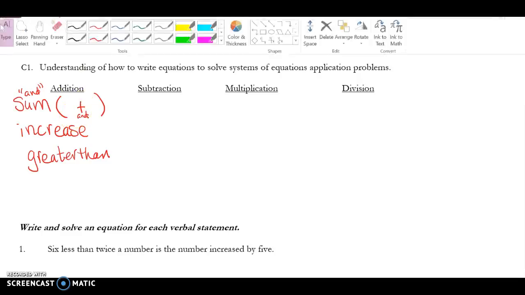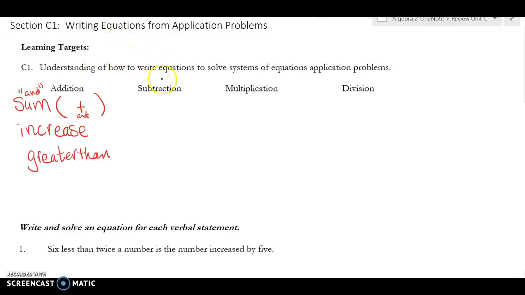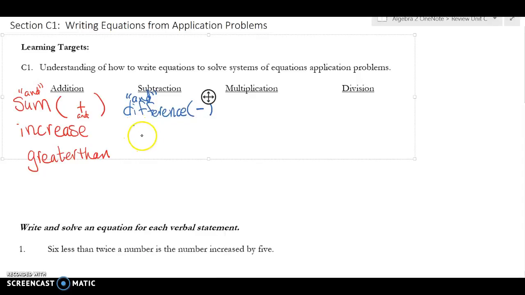Okay, let me switch colors for difference or subtraction. So subtraction, the first word is difference. And this is the other one that I want you to use parentheses for. And this is the word "and." Another one is decrease. And less than.